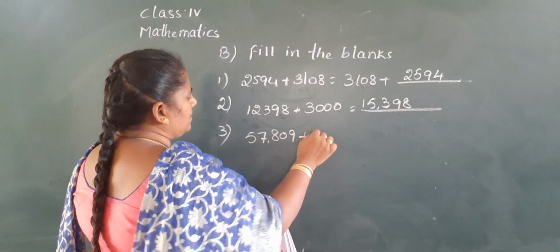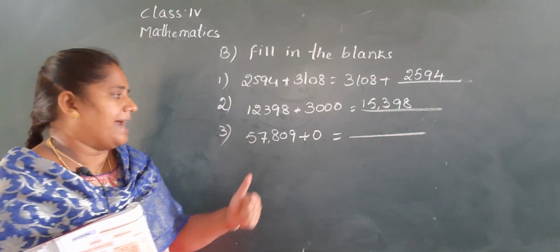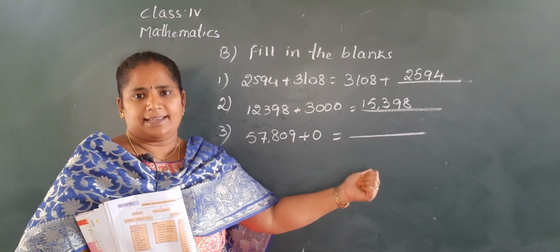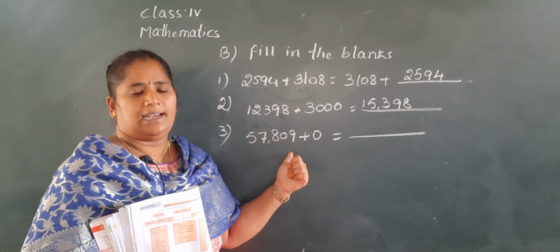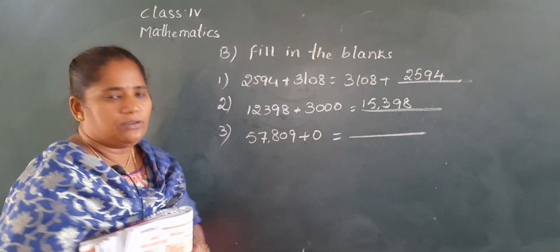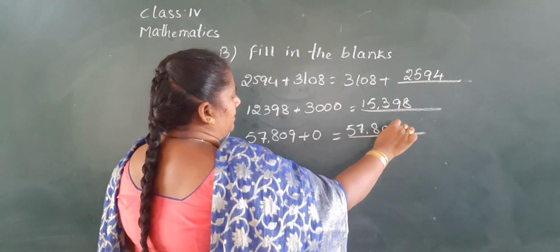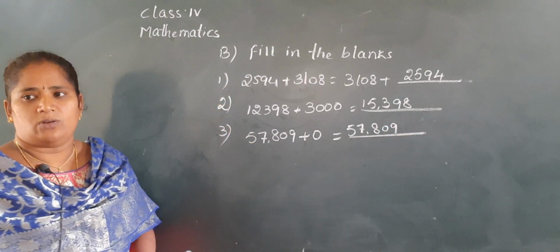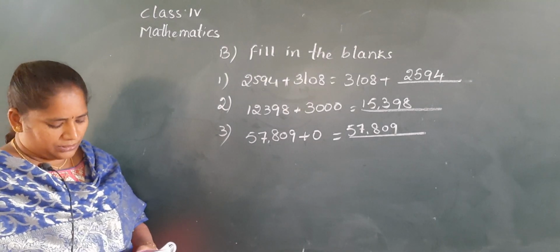And next one, 57,809 plus 0. 0 means nothing, Nana. If you add 0 to any number, we get the same number, isn't it? So, 57,809 plus 0 equal to the same number, 57,809. And next, fourth one.